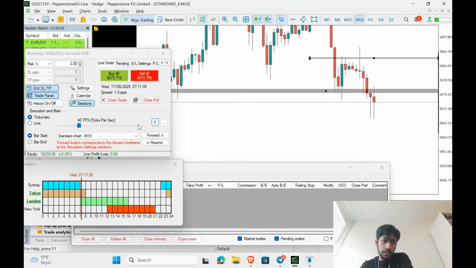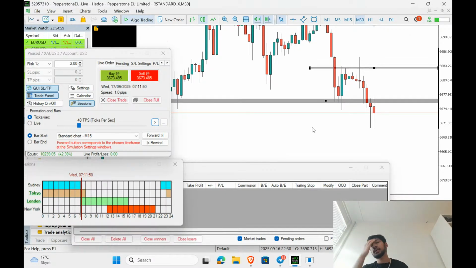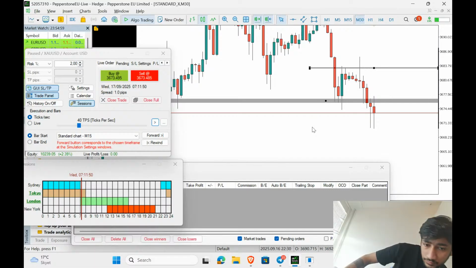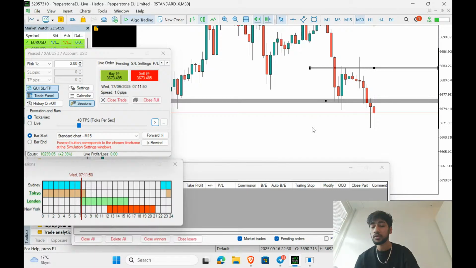So look, what I have been finding is, as I had said in the beginning, I will wait for M30 confirmation, right? And Monday we waited fully for M30 confirmation. We won a trade and we call it a day.